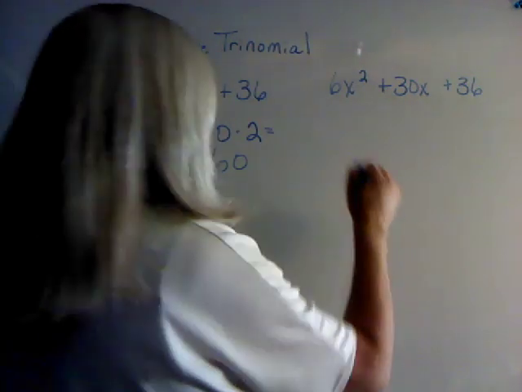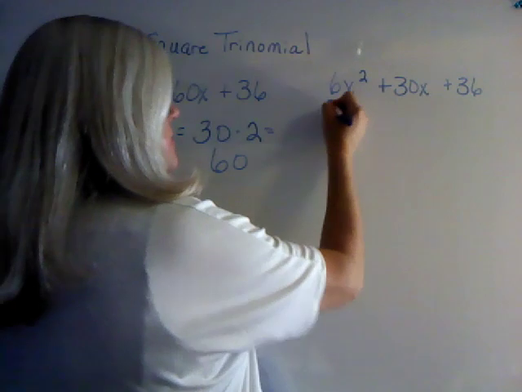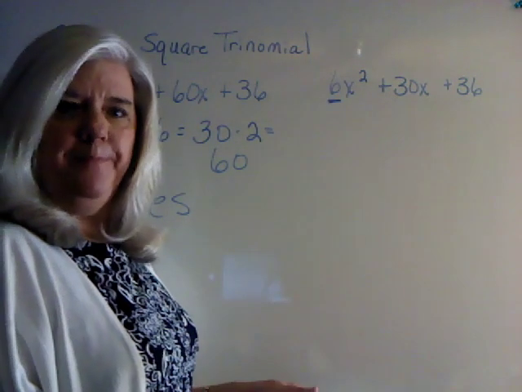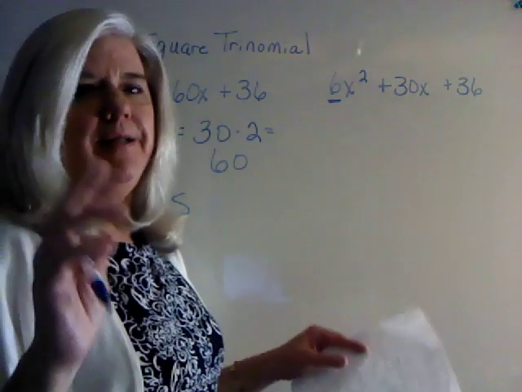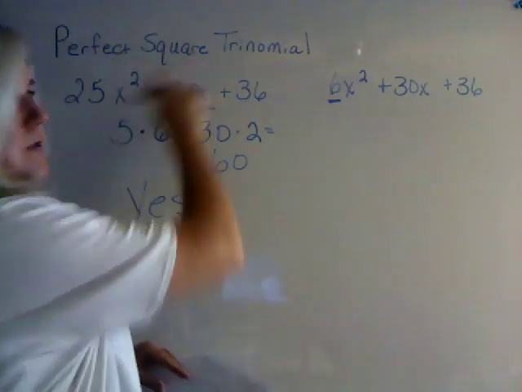Now let's look over here. What is the square root of 6? Well, I already have a problem. There is no square root of 6. Well, there technically is, but not a perfect square.